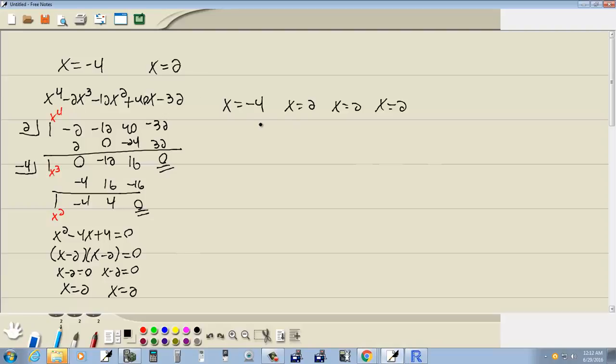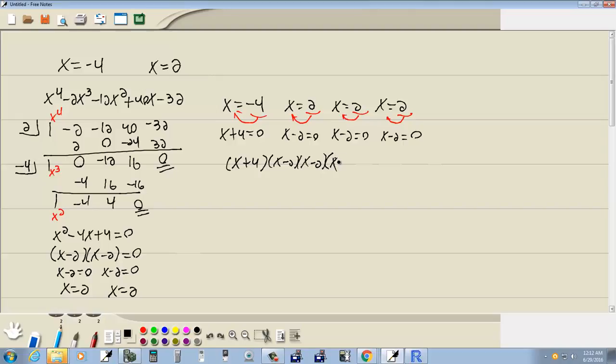Now the factorization. We're going to go backwards here. We'll take the -4, move it on the same side as the x, take the 2, move it over, take this 2, move it over, take this 2, move it over. So this becomes x plus 4 is equal to 0, x minus 2 is equal to 0, x minus 2 is equal to 0, x minus 2 is equal to 0. Now we'll put parentheses around each one and put them next to each other. And that's the factorization. Now they probably write it this way: x plus 4 times x minus 2 to the 3rd power. But that would be that factored.